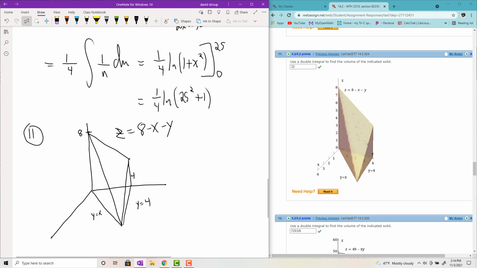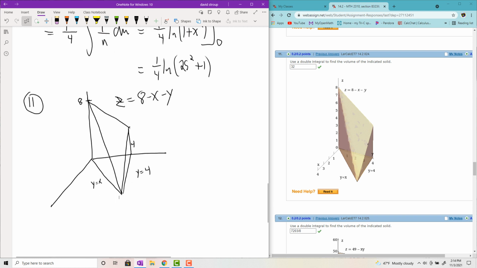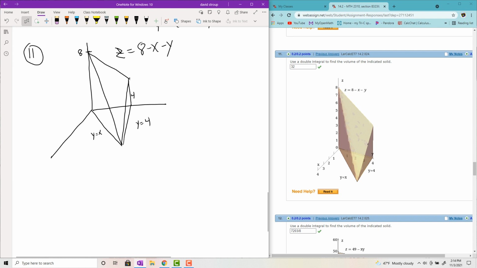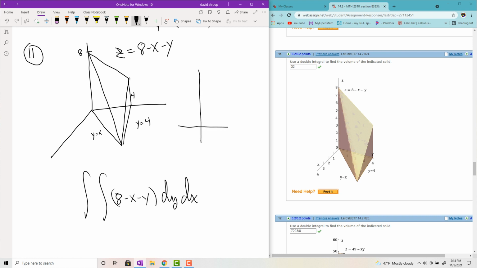Well, you're going to put the plane that's cutting through the space in the integrand. So you have the 8 minus x minus y in here, and then you're going to go dy dx probably. So you can redraw this in the xy plane and kind of think about the region, how you're going to set up your integrals. So you have a y equals x and then a y equals 4, and you're integrating over this region.